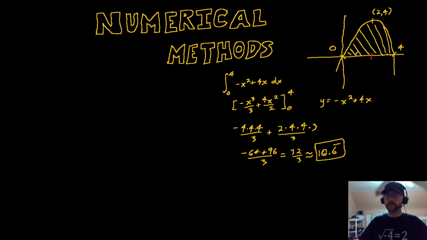So there's 1, there's 1, there's 1, there's 1. So let's say we split this up into 1, 2, 3, 4 sections, and then each section we go from the midpoint. There's different kinds of Riemann sums. We're going to use the midpoint version.